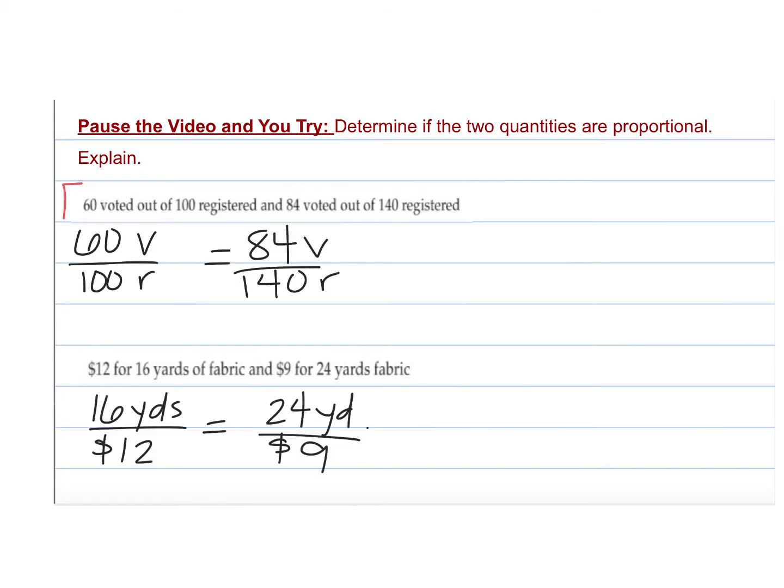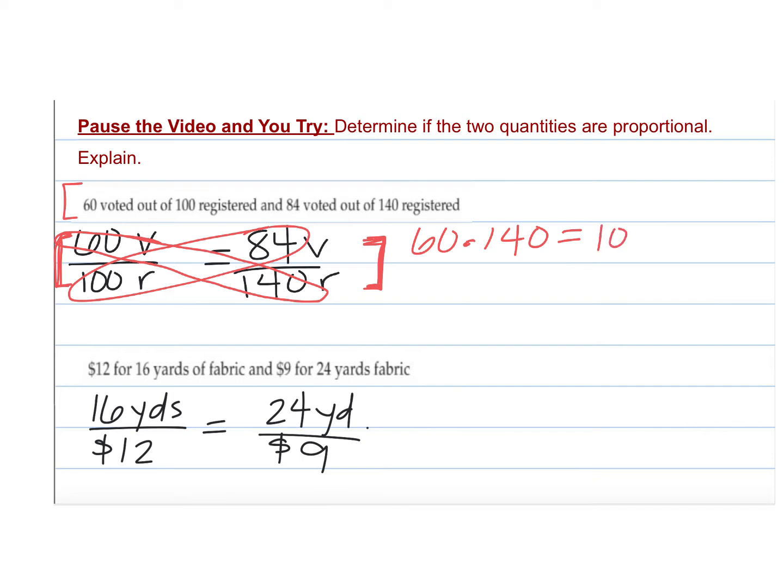Okay, so if we have 60 voted out of 100 registered and 84 voted out of 140 registered, we can set it up by 60 voted over 100 registered equals 84 voted to 140 registered. And then we check to determine if they are proportional. So 60 times 140, and then 100 times 84, and they both are going to equal 8,400, which means yes, they are proportionate. So you should have set up your proportion like this and then checked it like this.